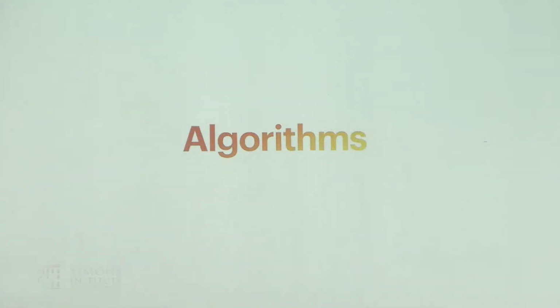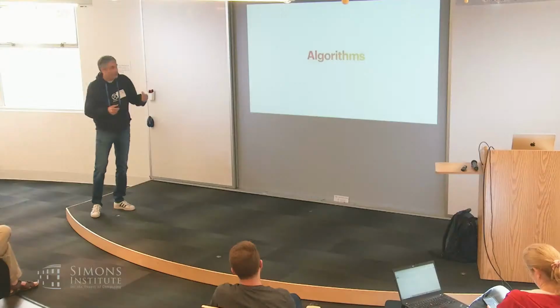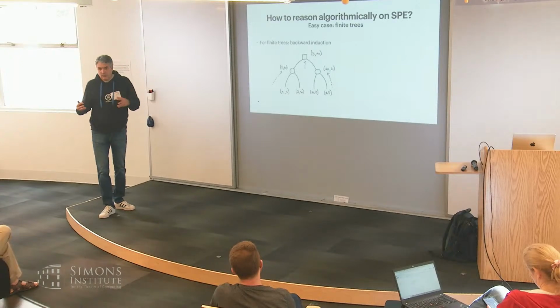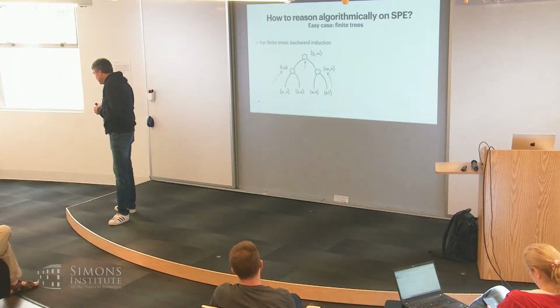Okay, so let's try to see how to handle those SPE algorithmically. As I said, my main objective now is to define an algorithm that will construct an automaton. And so we will see which kind of automaton we need to recognize all the outcomes that are supported by SPE.